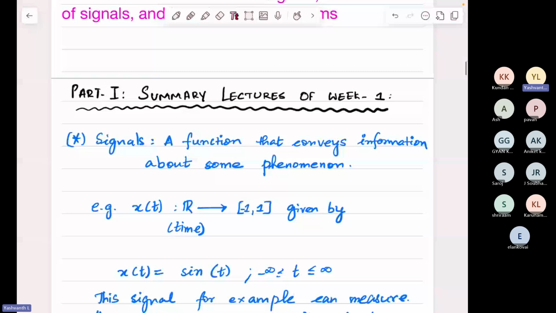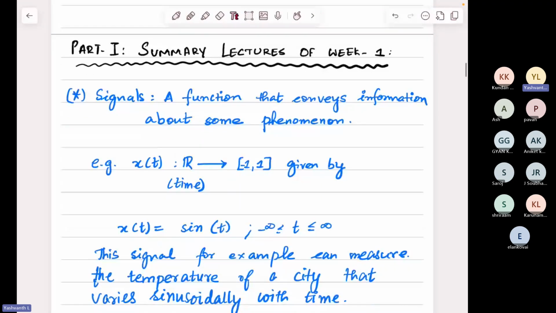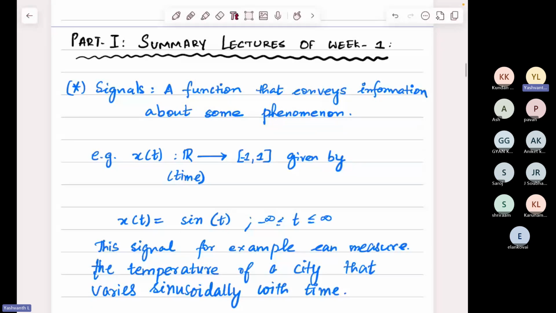So let's get started with the first part, which is the summary part of lectures of week one. Okay, so the lecture started with the notion of signal. So what is a signal? That's the fundamental question to this course. A signal is basically a function that conveys information about some phenomenon.